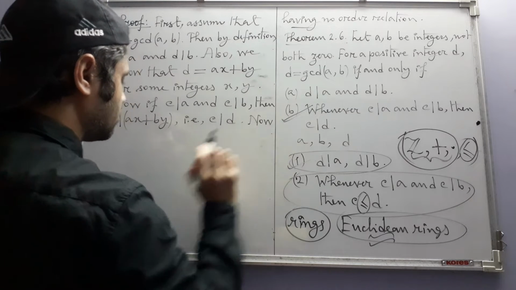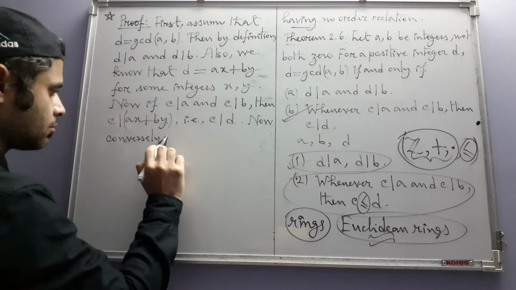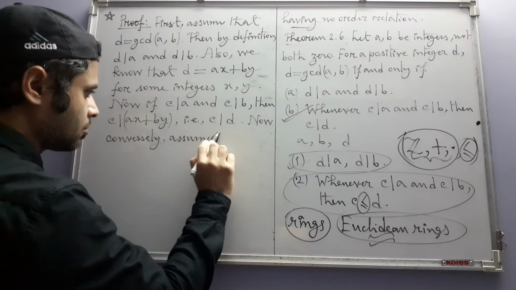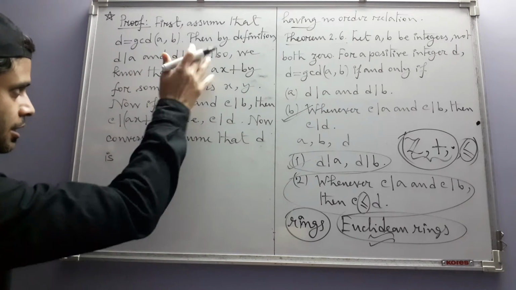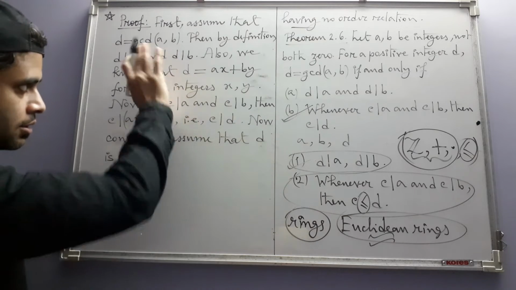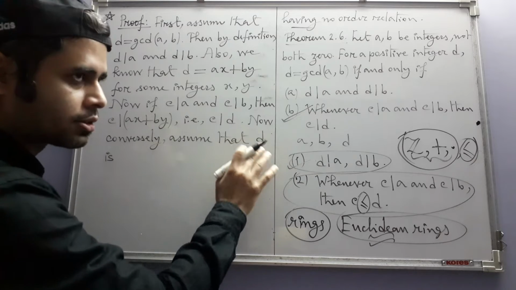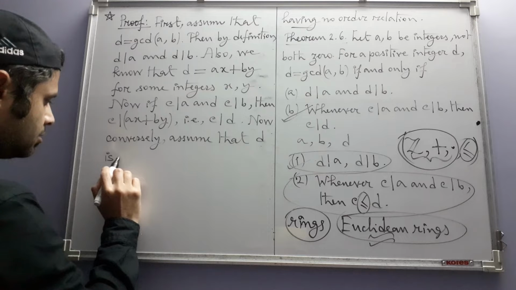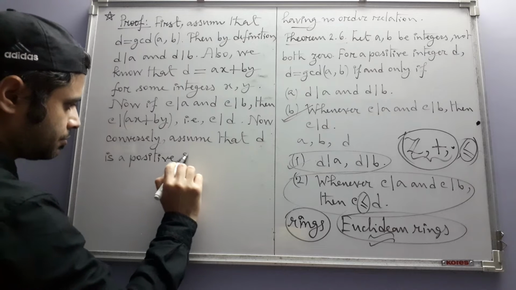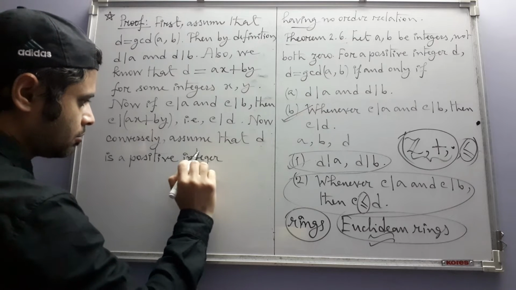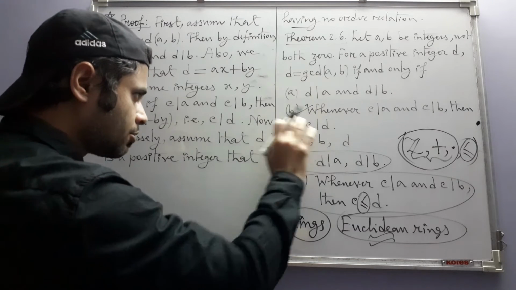Now conversely, assume that D is, okay, we have proved this half of the theorem, and now D is something again new. Newly we are considering D, that D is a positive integer, but this time D satisfies conditions A and B.